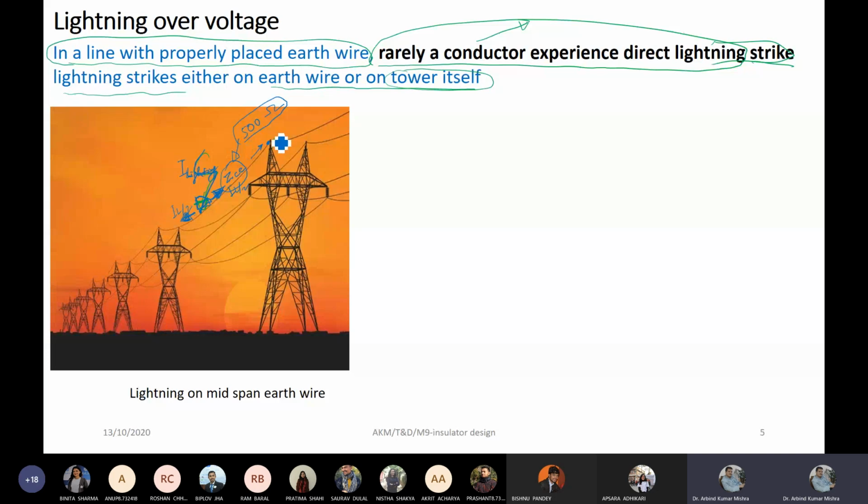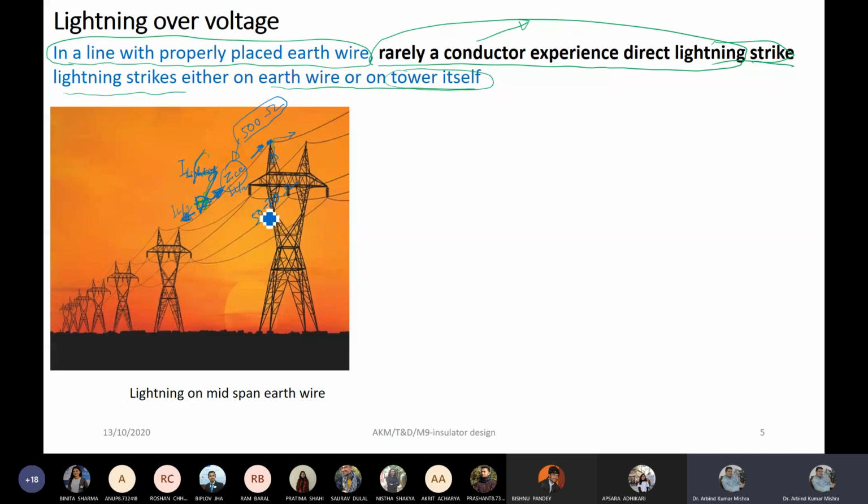I have mentioned very clearly that this earth wire is directly connected to this tower structure, no insulator. So once the current comes to this point, it again has two paths. One option is to go in this direction and another is to pass through the tower itself. Now the tower resistance is in fact high, but relatively much smaller than this. So for any tower, it is around 50 to 60 ohm, 50 to 70 ohm.